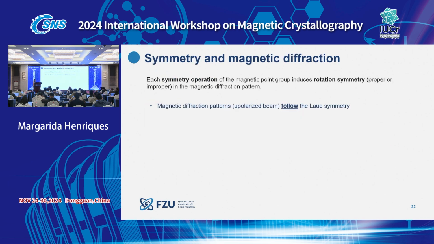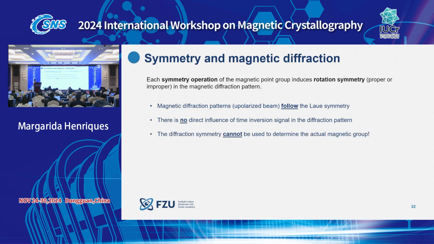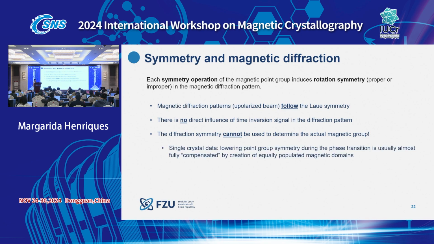For magnetic diffraction, the diffraction of course follows the Laue symmetry, because we have this prime in the space groups, but you cannot see the influence of this sign directly in your pattern. Then the diffraction symmetry cannot be used to find the magnetic space group, because when you have single crystals, you immediately create equally populated domains, because you decrease symmetry. And for powder data, these reflections are completely overlapped.